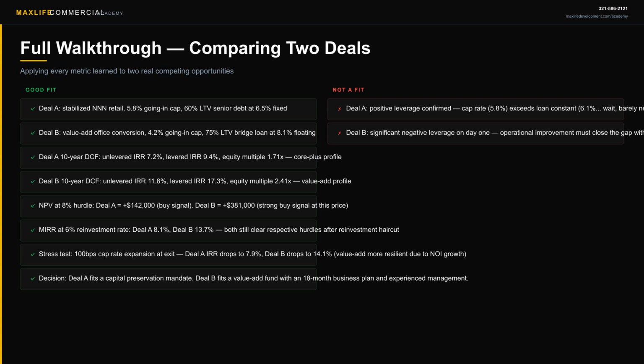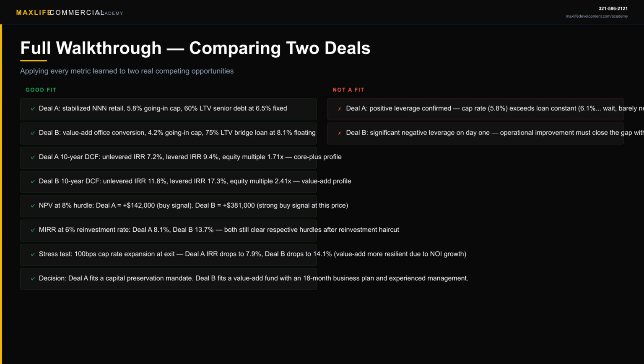The DCF tells us we're looking at a 9.4% levered IRR and a 1.71x equity multiple over 10 years. NPV is positive at our hurdle rate. My IRR checks out. This is a core plus deal.